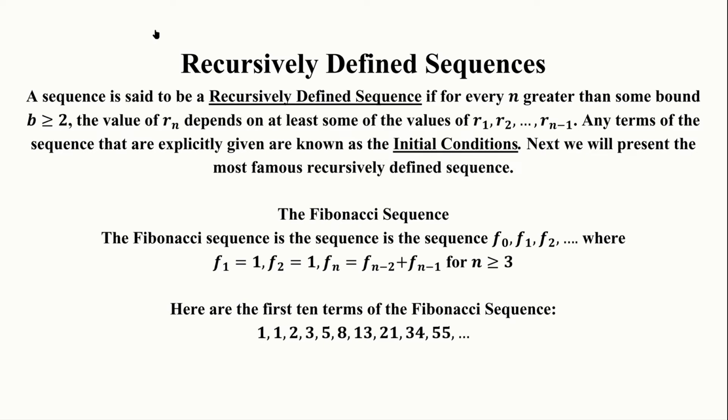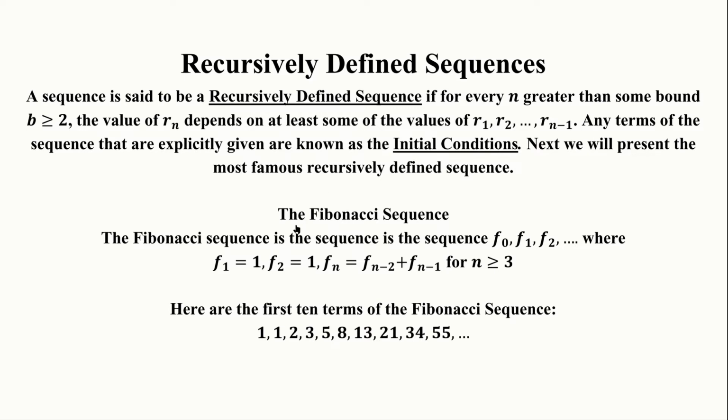Some sequences are what we call recursively defined. A sequence is said to be a recursively defined sequence if for every n greater than some bound b greater than or equal to 2, the values of an depend on at least some of the values of a1 through a(n-1). To translate that into plain English, it means at some point you start defining the terms based on terms that have already been known or occurred. So any terms of the sequence that are explicitly given are known as the initial conditions.